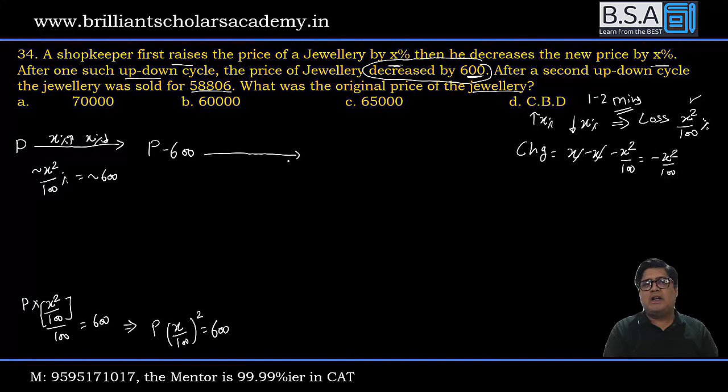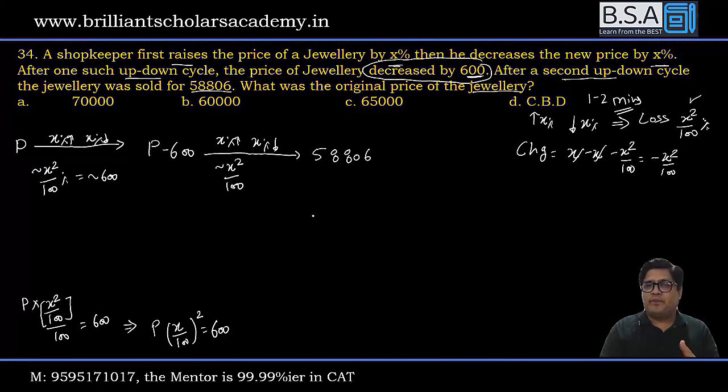Now this jeweler does again something new. He increases X percentage and he decreases X percentage. There is a second cycle, a second up down cycle. Now what happens is, now finally the price becomes 58806. 58806. That is the final price. And that is what here. Again, the amount of decrease we do not know, but the percentage decrease will be this.